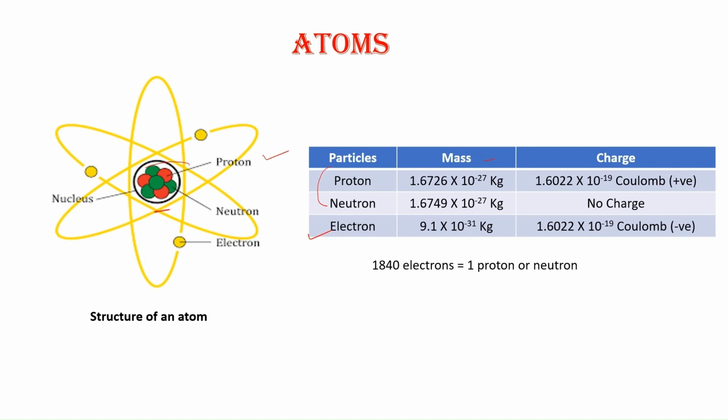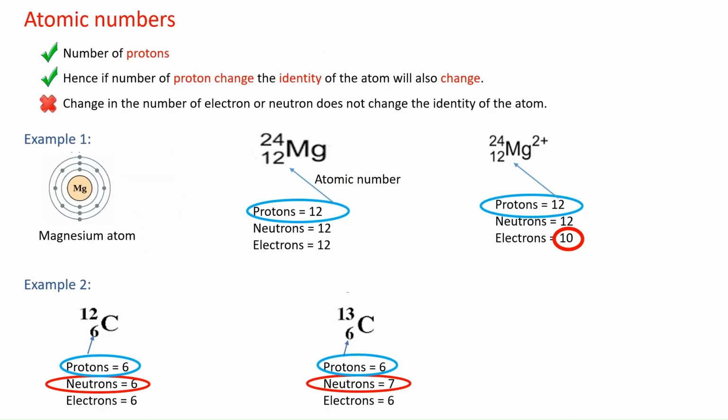If we look at the mass of these particles, we'll find that a proton and a neutron carry almost similar mass. But the mass of an electron is very negligible compared to the mass of a proton or a neutron. The mass of 1840 electrons equals the mass of one proton or one neutron. As for charges, a neutron does not carry any charge, but the charges on a proton and an electron are the same and opposite.